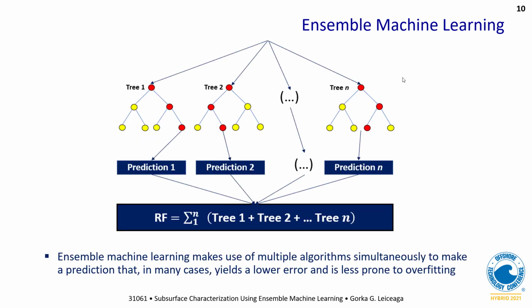So ensemble machine learning makes use of several or multiple algorithms simultaneously to make a prediction that yields, in many cases, a lower error, and it's also less prone to overfitting. Trees are ideal candidates for bagging, which is a type of ensemble machine learning, since they capture complex structures in the data, and when you grow them deep enough, they have a relatively low bias. So this is a tree showing multiple predictions, and then the final result is an average of the predictions.